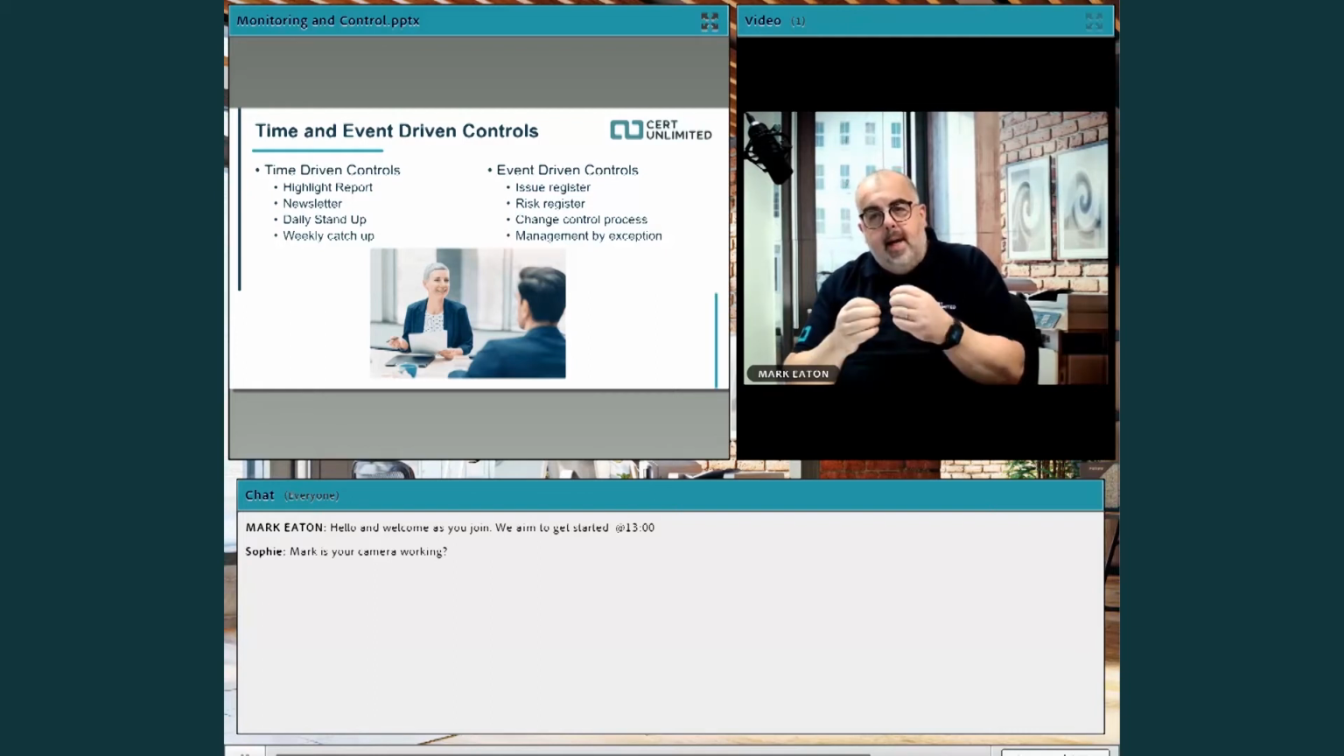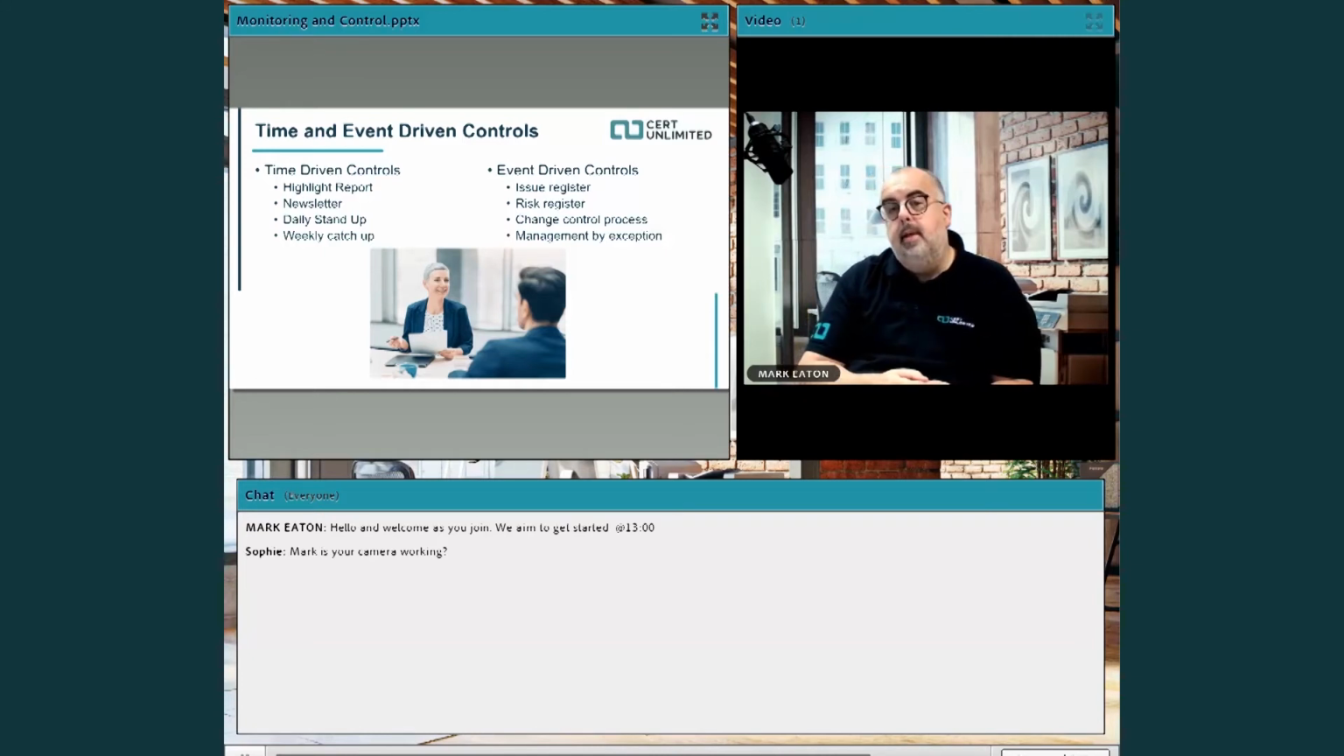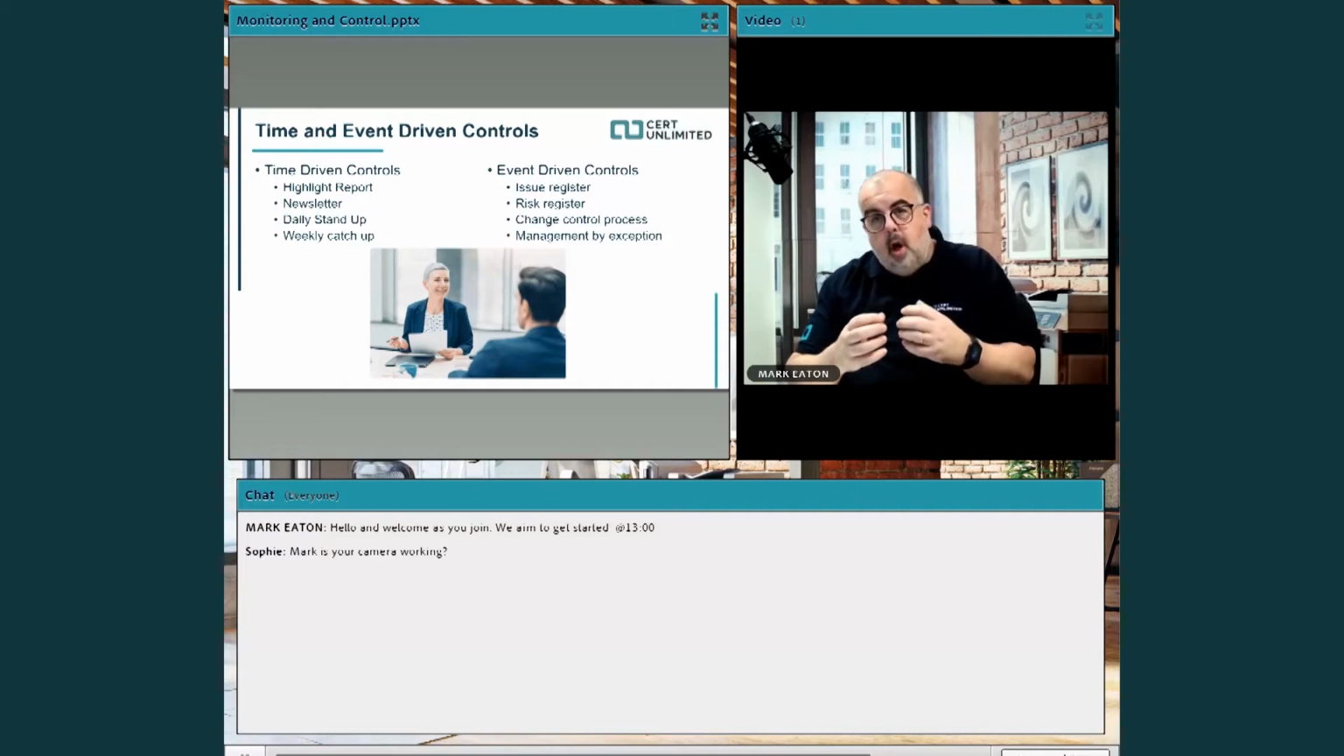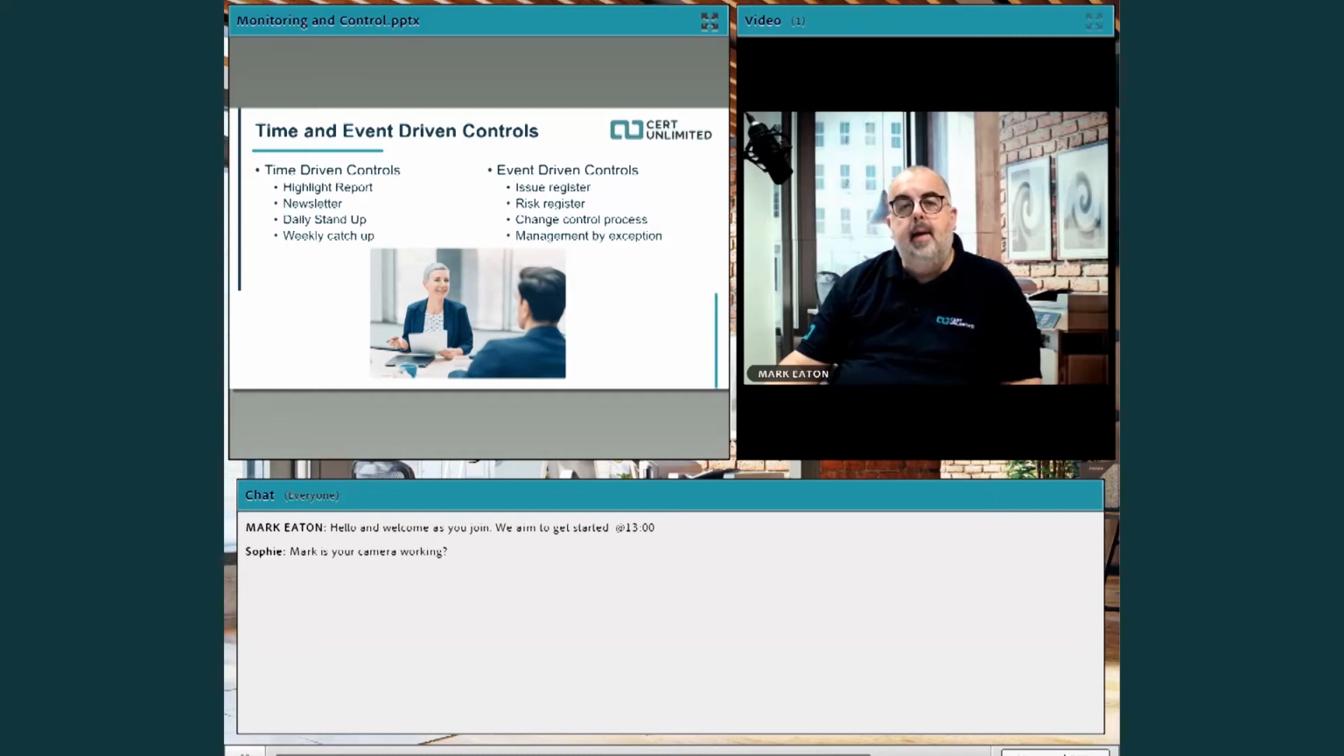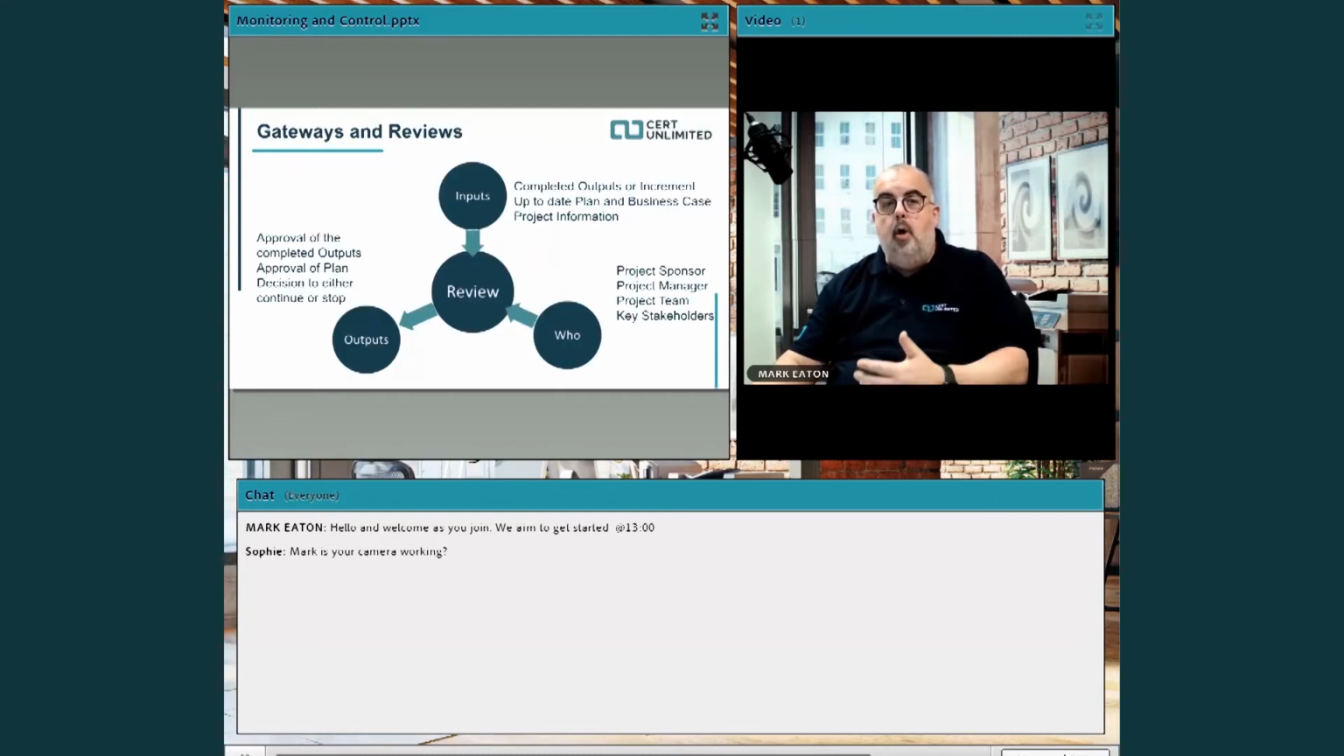This is why in good practice frameworks like Prince2 and APM, they have a planning phase within the life cycle of the project, where you decide on which time and event-driven controls you're going to put in place. Now, one of the most common event-driven controls would be a gateway or a review. Now, these are not time-driven, guys.